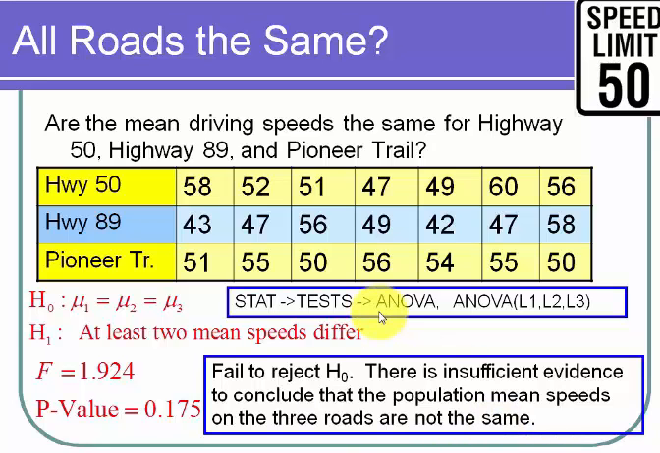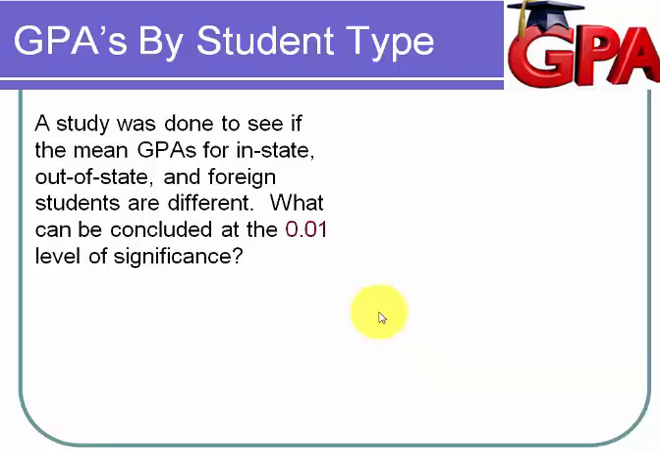So let's take a look at another example. A study was done to see if the mean GPAs for in-state, out-of-state, and foreign students are different. What can be concluded at the 0.01 level of significance?